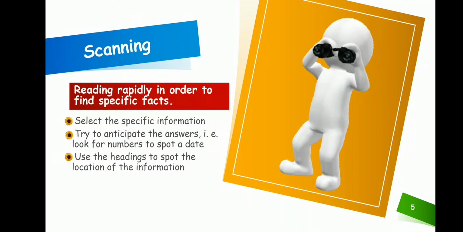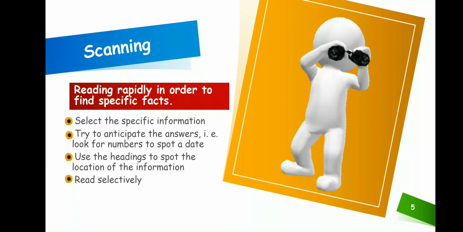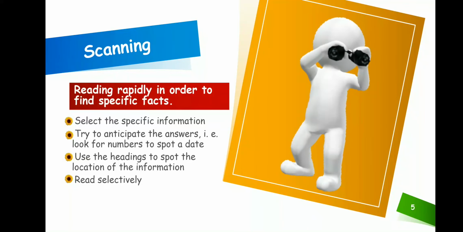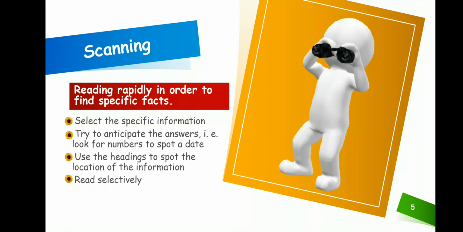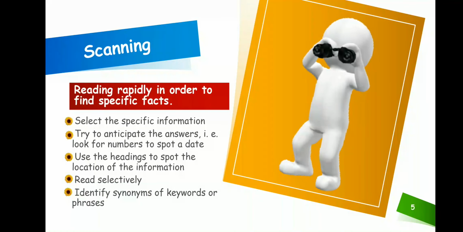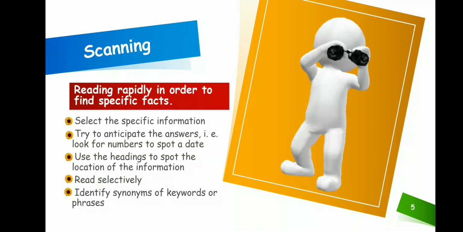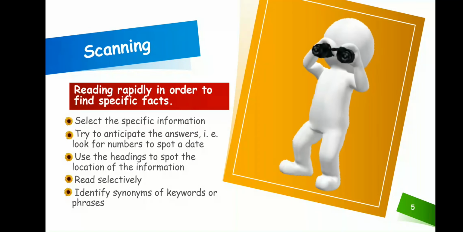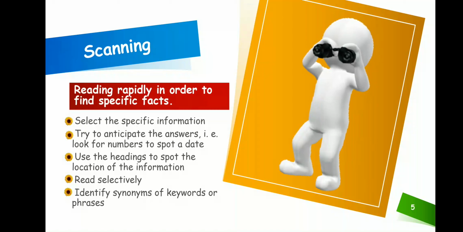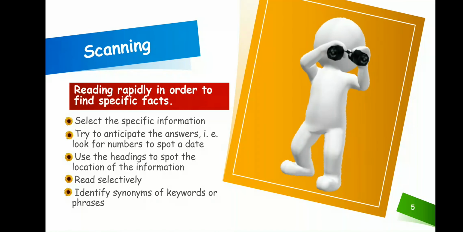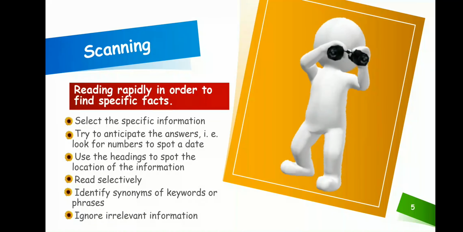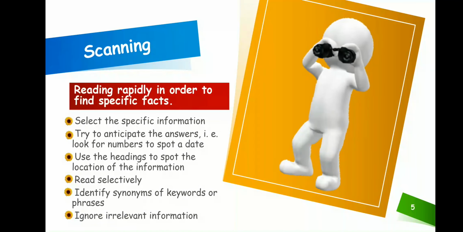Moreover, it is important to read selectively rather than reading the whole text to find out the desired information as quickly as possible. It could also be that different words or phrases have been used to include a certain piece of information in the text. Therefore, looking for synonyms of keywords and phrases can help significantly. It is also important to ignore irrelevant information while scanning, otherwise it may take forever to find out the desired pieces of data.